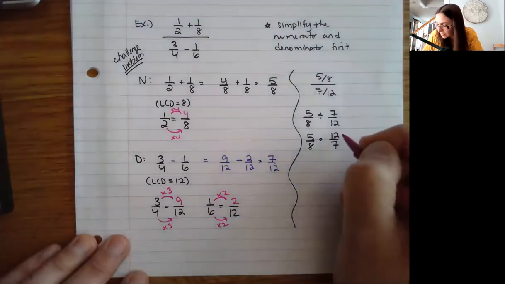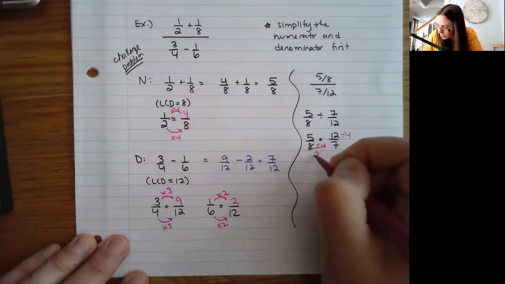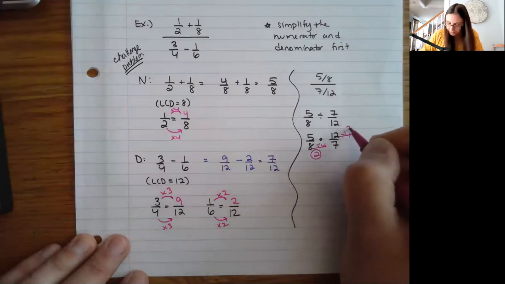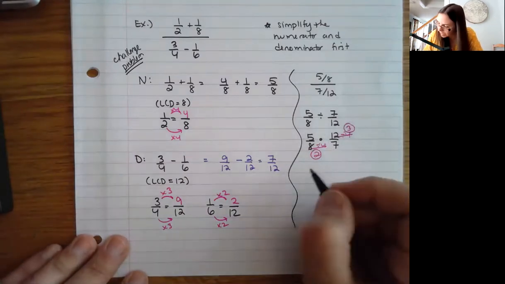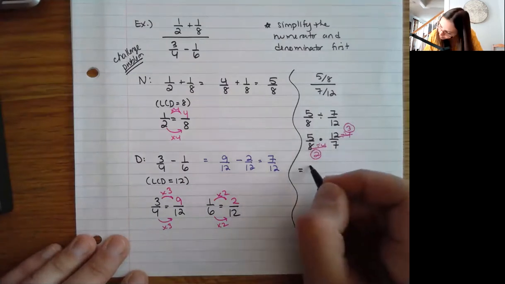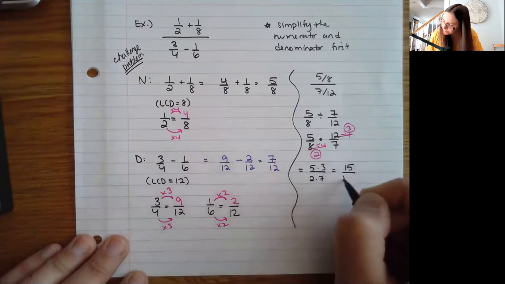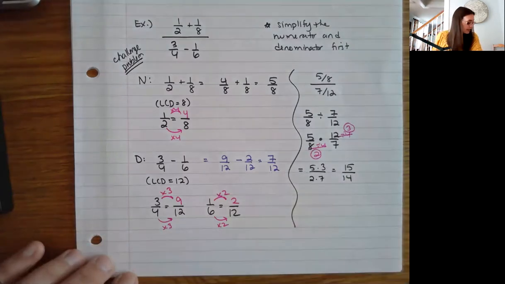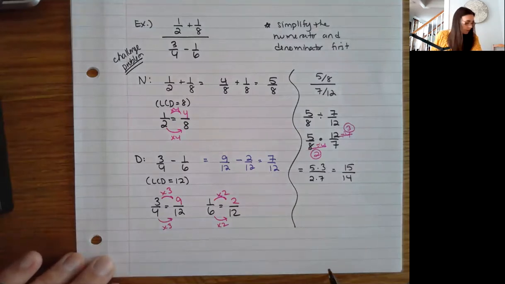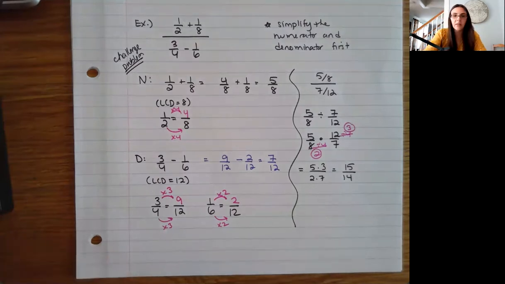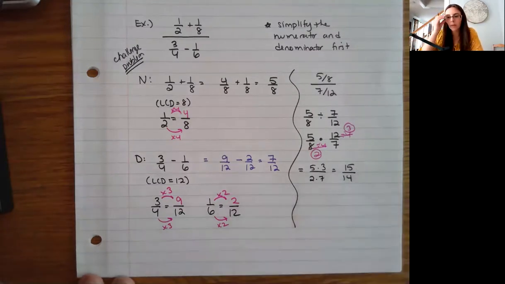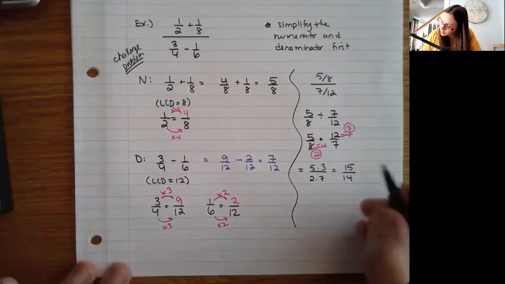I do see that I can simplify a bit here, so I'm going to go ahead and divide those each by 4. And I get 5 times 3 and 2 times 7, so I have 15 over 14. If I check, I do see that this is actually simplified. So I know I have that final result there. I can leave this as an improper fraction, or I can change it to a mixed number, but it is simplified, so I'm going to stop here.